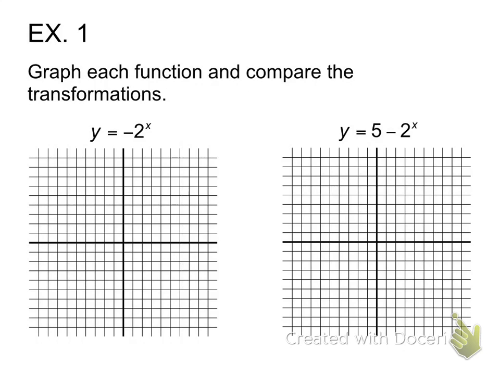Okay, so let's look at some examples. We're going to practice graphing first. So I've got the two functions y equals negative 2 to the x and y equals 5 minus 2 to the x. So these are very similar. The second equation is slightly different. It's got the 5 out in front. So if you type into your calculator the y equals negative 2 to the x power, we're going to make a table of values and then plot those points and see what it looks like.